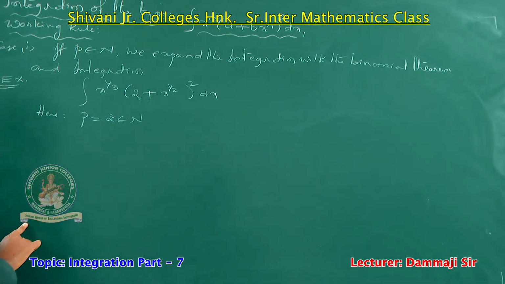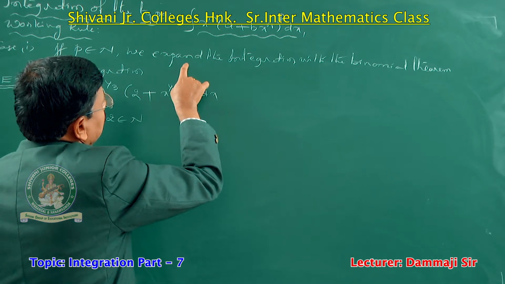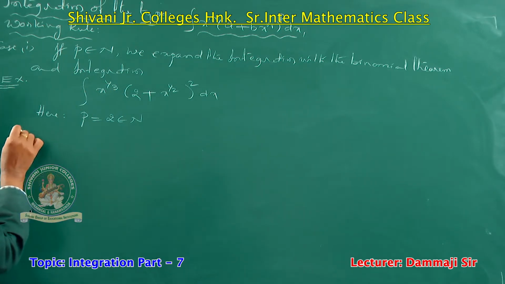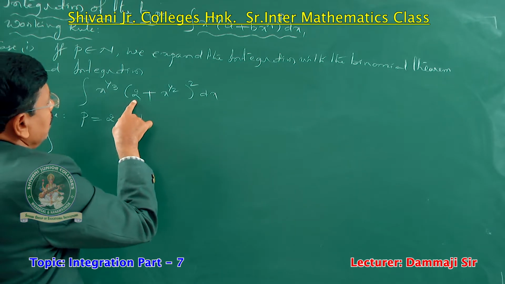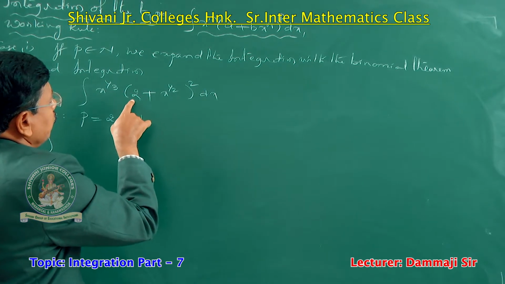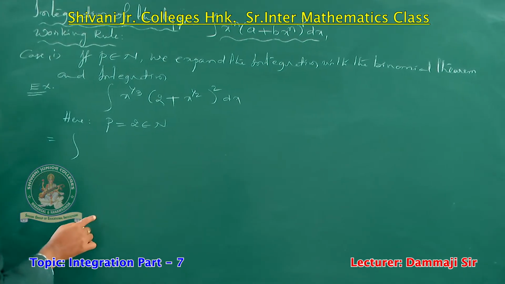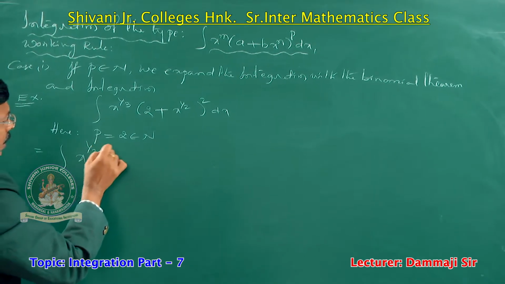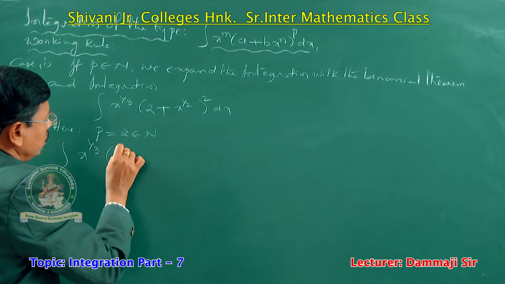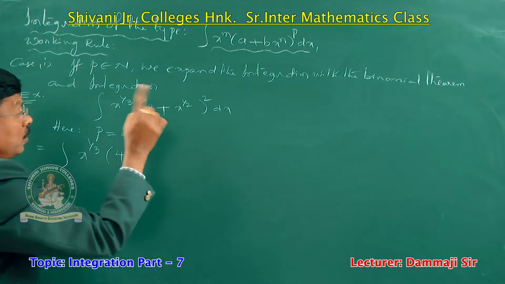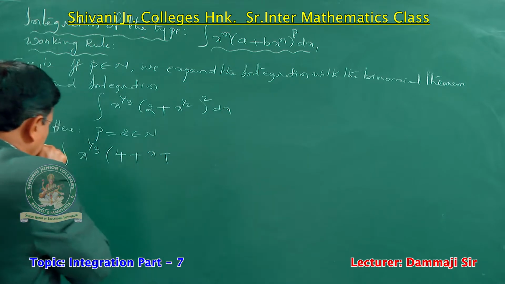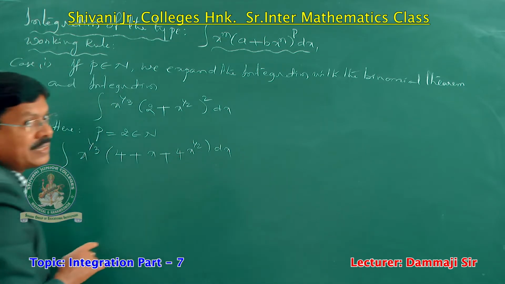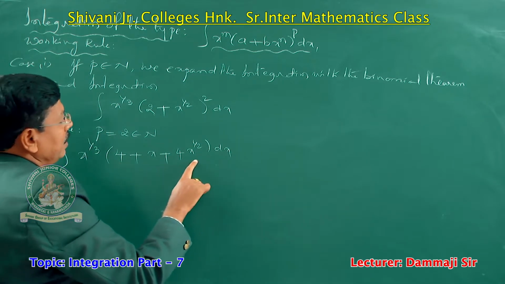The process is nothing but expanding the integrand with the help of the binomial theorem. You know very well it is in the form of (a plus b) whole square, so we use the expansion of the given term. 2 square is 4, x power 1 by 2 whole square is x, and next 4 into x power 1 by 2. This is the expansion by the binomial theorem.